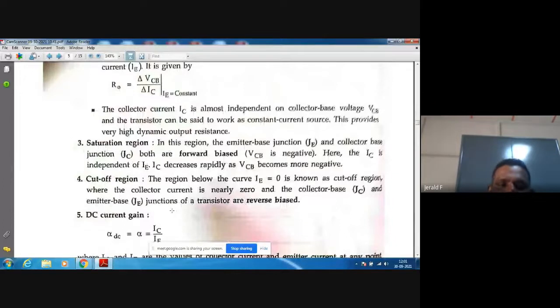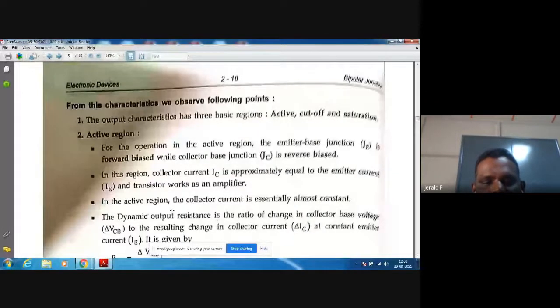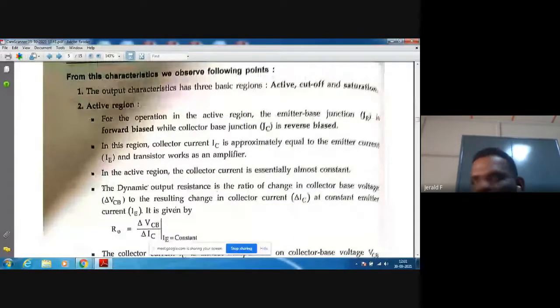So this is the definition. What is the active region? The active region is nothing but the emitter base junction is forward biased and the collector base junction is reverse biased. Already told that this condition can satisfy. Then the collector current IC is approximately equal to the emitter current IE, and it works as an amplifier.